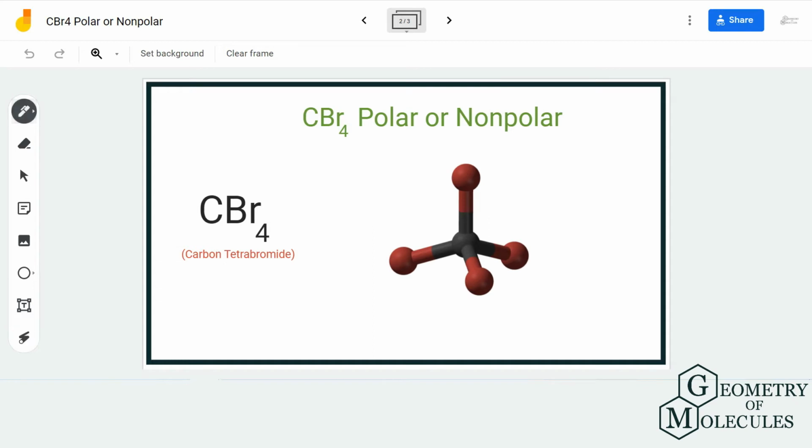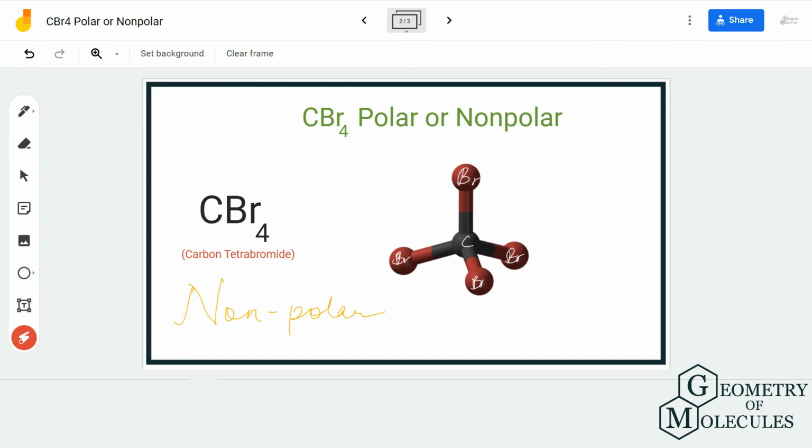If you look at its shape, all these bromine atoms will be placed as far as possible from each other, because as per VSEPR theory, there are repulsion forces between bonding pairs of electrons, which results in a shape where all the bromine atoms spread out evenly. As a result, there will be no uneven distribution of charges, and so there is no net dipole moment in this molecule. It doesn't have any poles, and as a result CBr4 is a non-polar molecule.